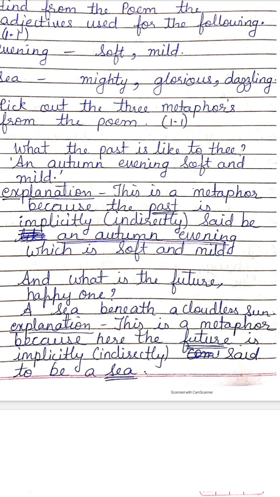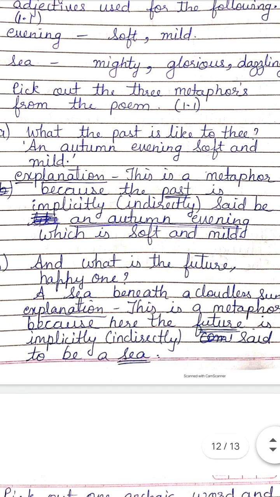Why are they metaphors? Because when the child is asked what the past is to him, what he says is, the past is an autumn evening soft and mild. He is not using the word like or as. So this is a metaphor because the past is implicitly or indirectly said to be an autumn evening. It is not like an autumn evening. It is said to be an autumn evening. Therefore, this is a metaphor.